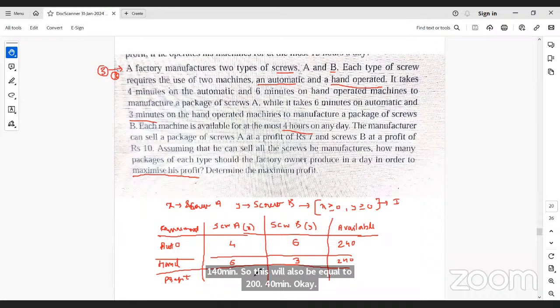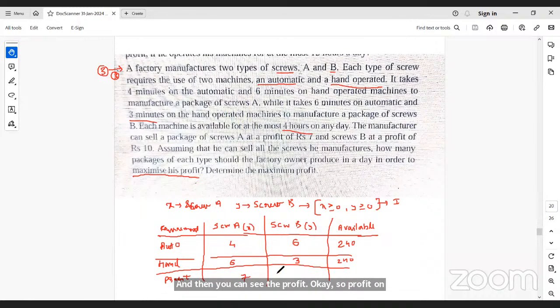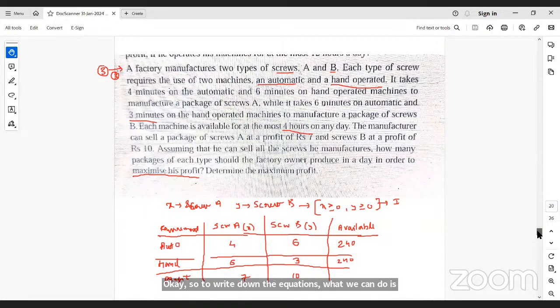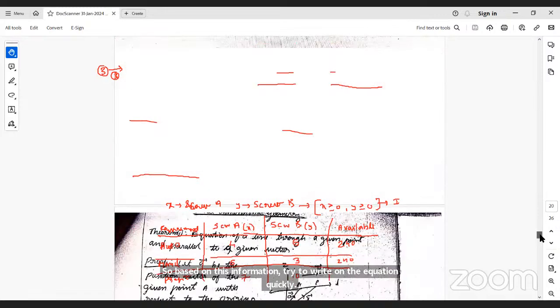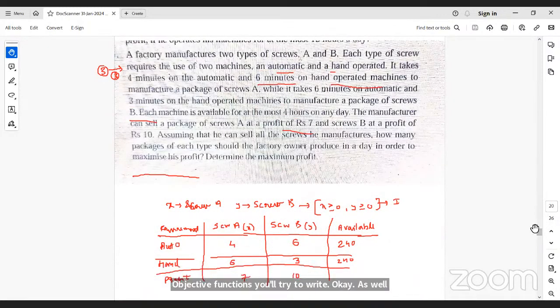And then you can see the profit. The profit on one package of screw A is rupees 7, and on screw B the profit is 10. Next we need to write down the equations. Based on this information, try to write down the equations quickly. Write the objective function, as well as the constraints. What will be the objective function? You can type it in the chat box.